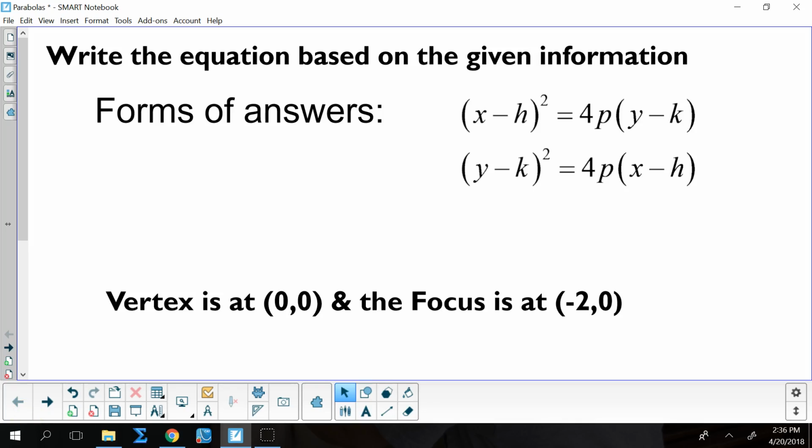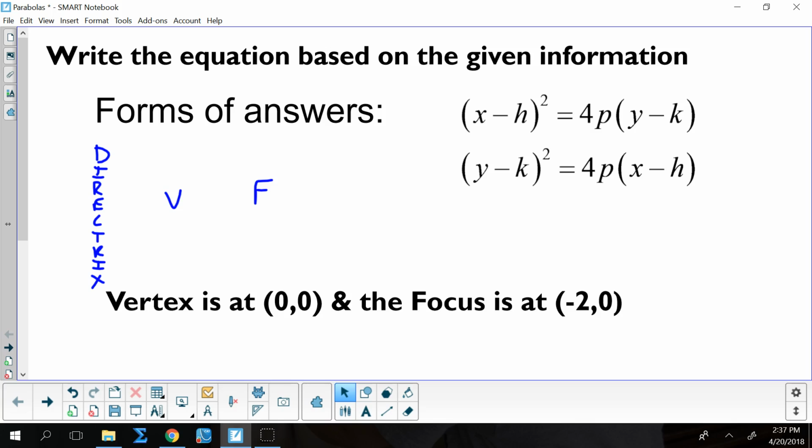All right, a quick recap on how to make the equation of a parabola given two of the three pieces of information. Okay? First, a quick recap on parabolas. Remember that in a parabola, the directrix is a line. Then we have the vertex. Then we have the focus.